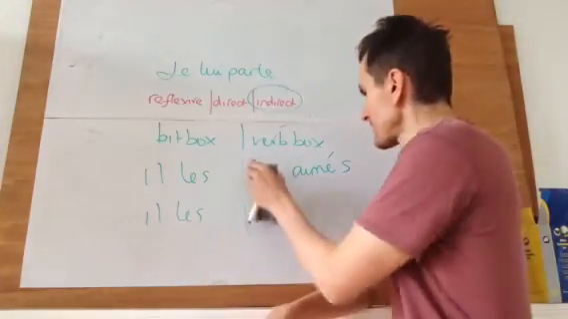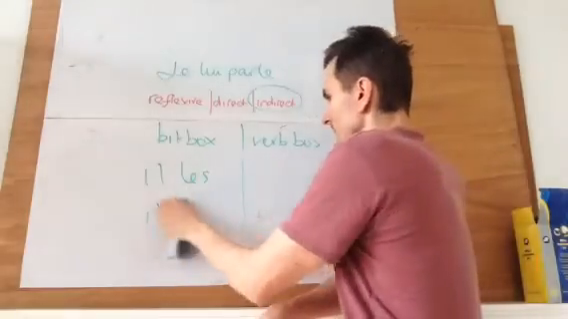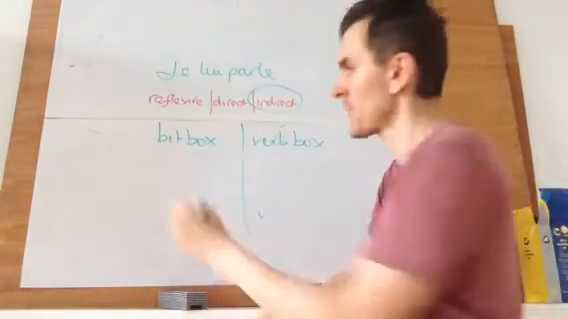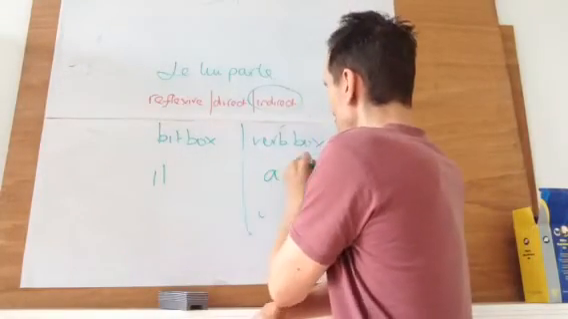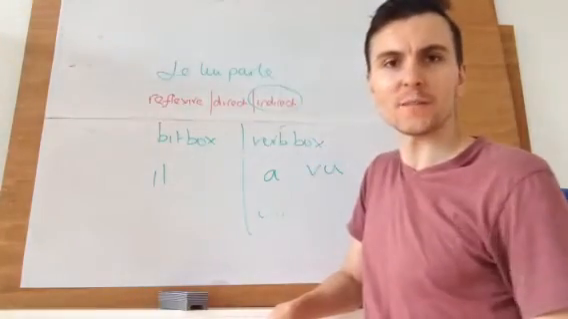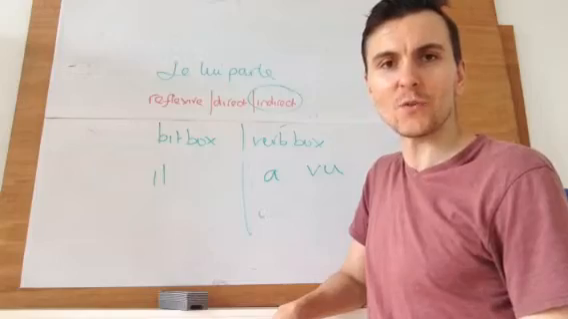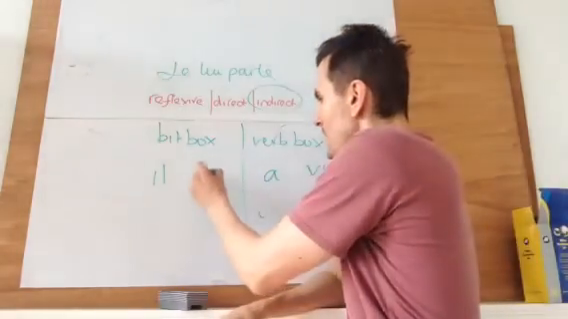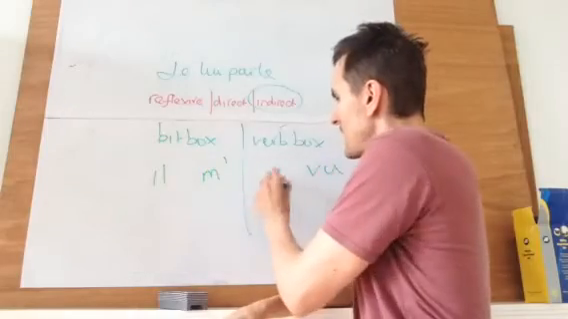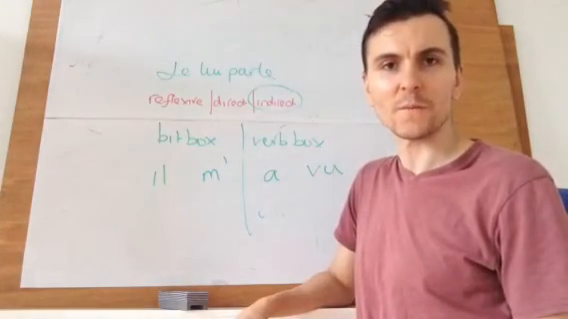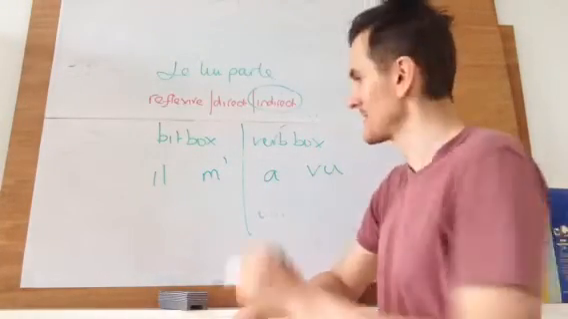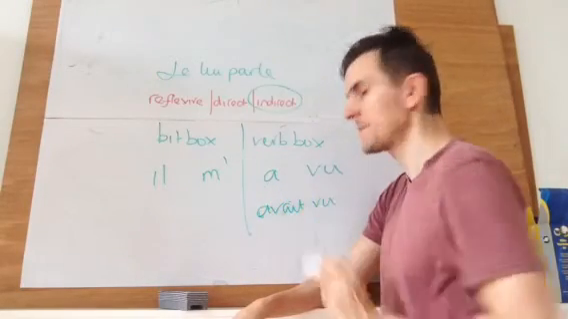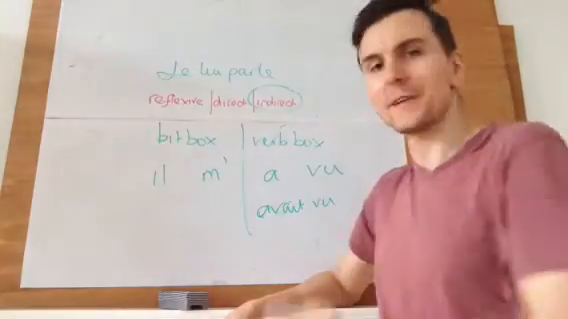Let's do another one. So, he saw me. What would be he saw? Il a vu. I've got two things in my bits box. He saw me, in my verb box. He saw me. Il me a vu, which is going to have to become m'a, because obviously this starts with a vowel. He had seen me. Il m'avait vu. Okay? Again, if that were feminine, you'd have an E.